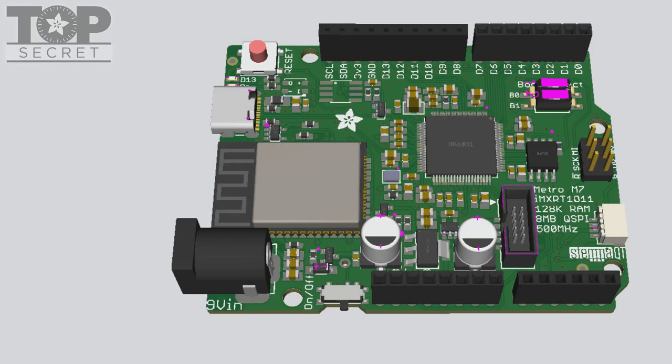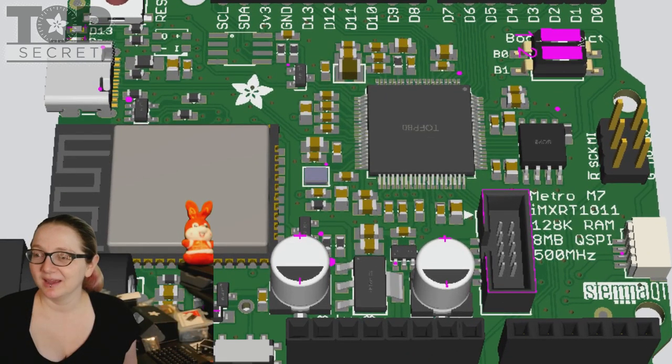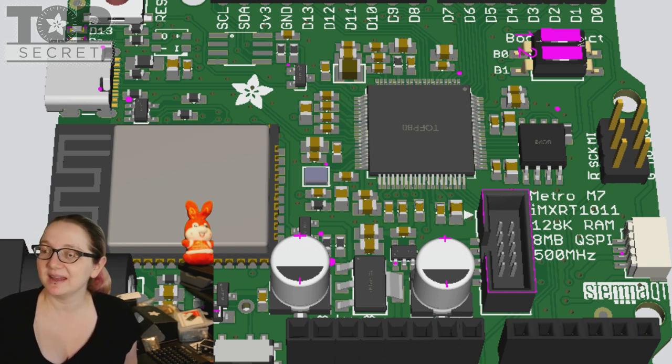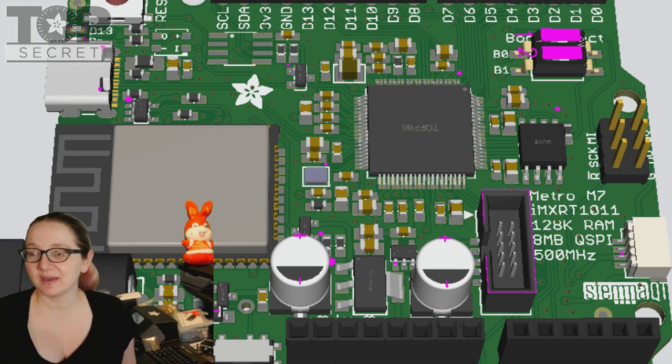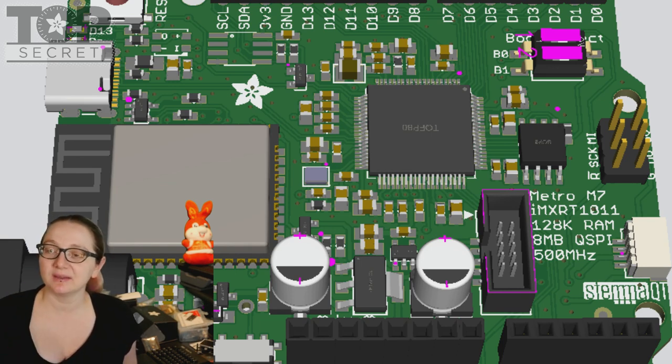This is a design that we actually started back in 2019 or 2020. And then life sort of took over, and also we couldn't get the chip. This is an IMX RT1011, a Cortex M7 chip running at 500 megahertz, which is pretty cool. We bumped up the QSPI memory to 8 megabytes.